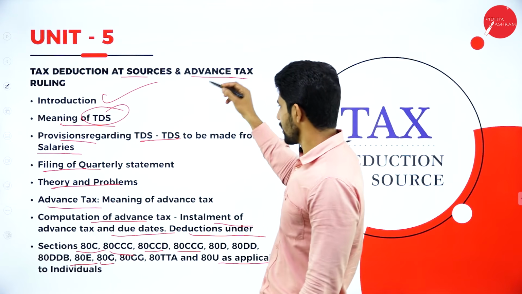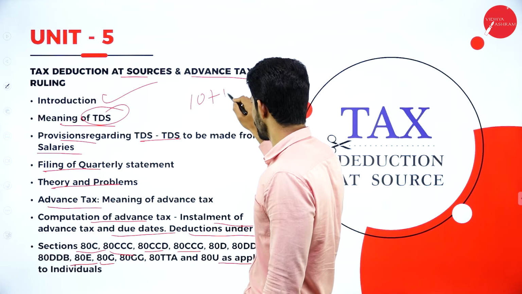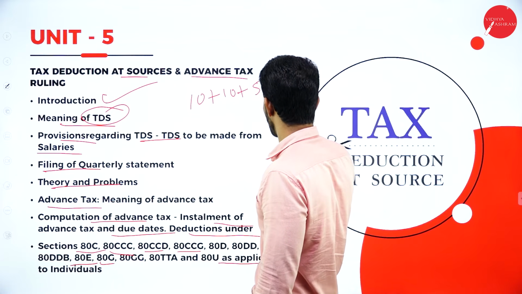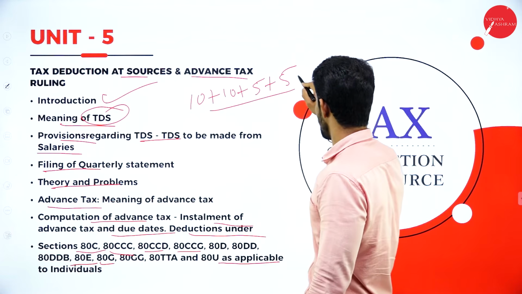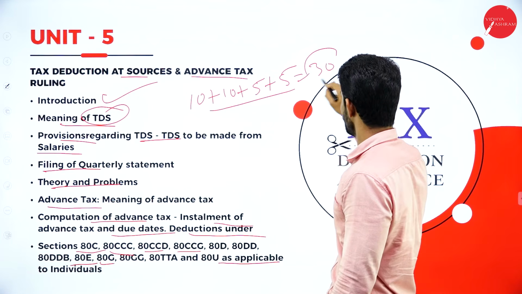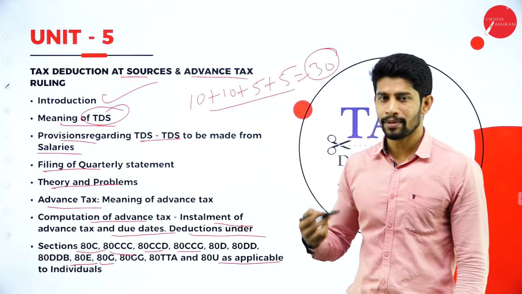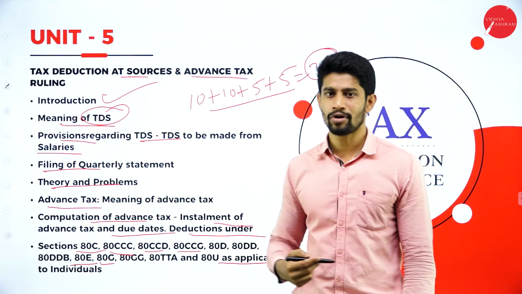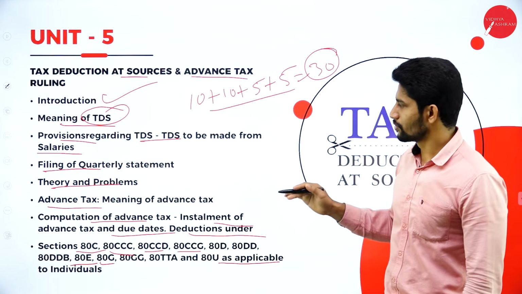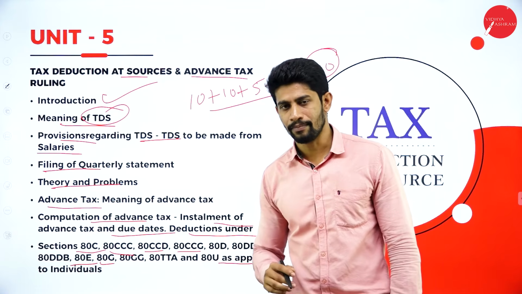So you might get questions for 10 plus 10 plus 5 plus 5. So totally from this unit also you will get questions for 30 marks. So 10 plus 10 problem plus 5 problem plus 5 theory. So this chapter is also very much important.